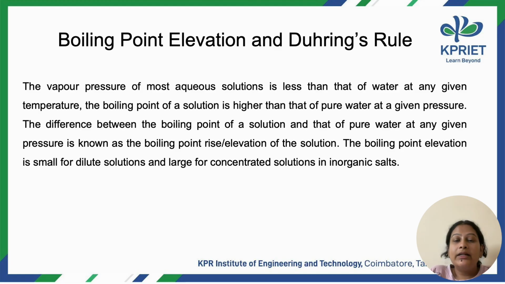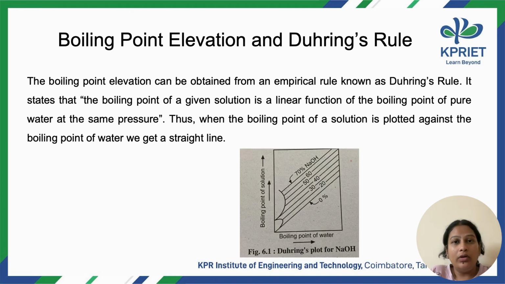Based on this, Duhring conducted a number of experiments and came up with a rule called Duhring's rule. He says that the boiling point of any given solution varies linearly with the boiling point of water. He conducted a lot of experiments using pure water as a solvent, and solutions using different solutes. He found that for any solute, the boiling point of the solution varies linearly with the boiling point of water. This was the conclusion he came up with, and it is called Duhring's rule. So this is basically about boiling point elevation and Duhring's rule.